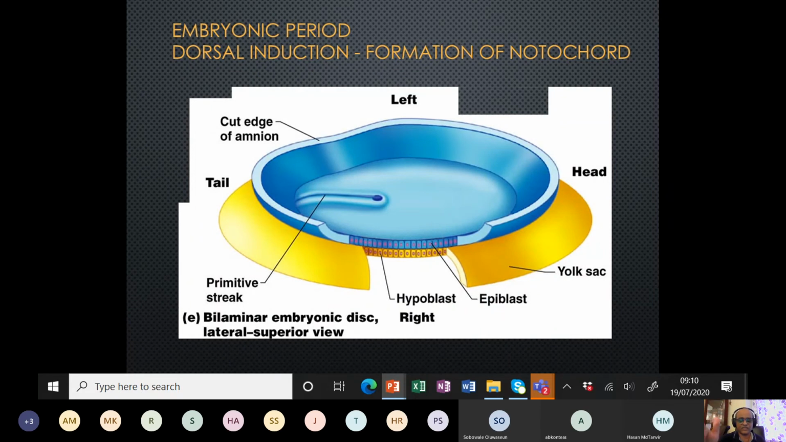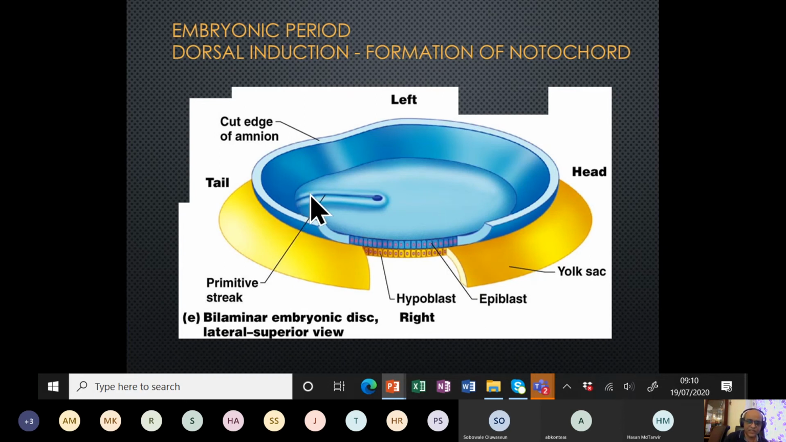First step was the formation of this 3-layered embryonic disc. Now we look at this concept of dorsal induction, which is basically inducing the dorsal structures. And again, we have got this bilaminar disc over here. On top, we have got the epiblast. Underneath is the hypoblast. The yolk sac is going to be here, the amniotic sac at the top.